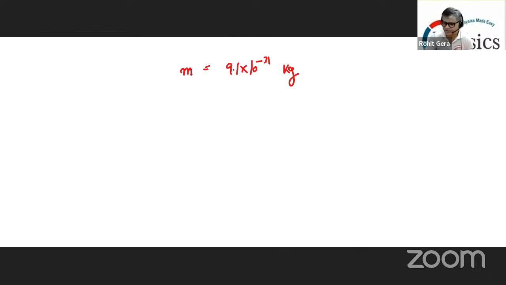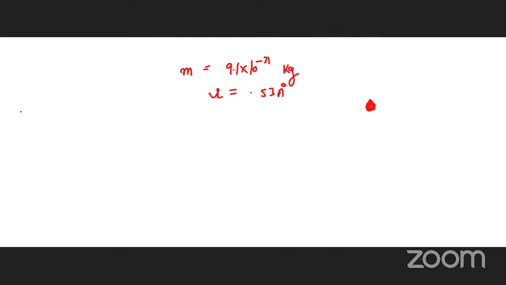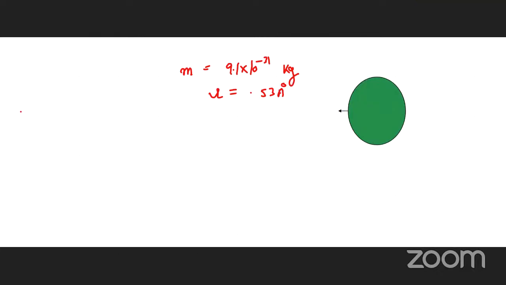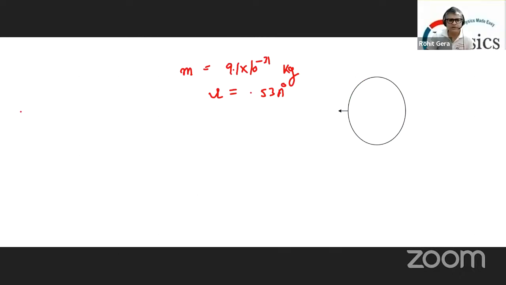r is equal to 0.53. So there is a nucleus, and around the nucleus you have an electron which is revolving. So this is the electron. This is atomic physics, exactly. So this is your nucleus. Okay.